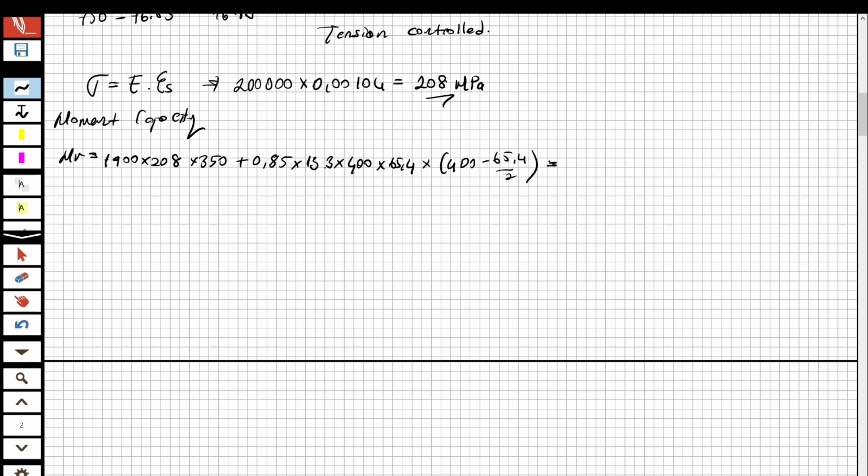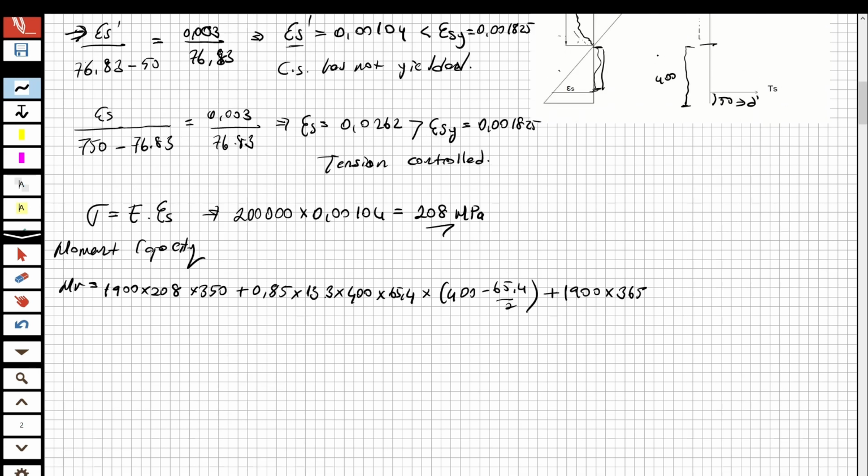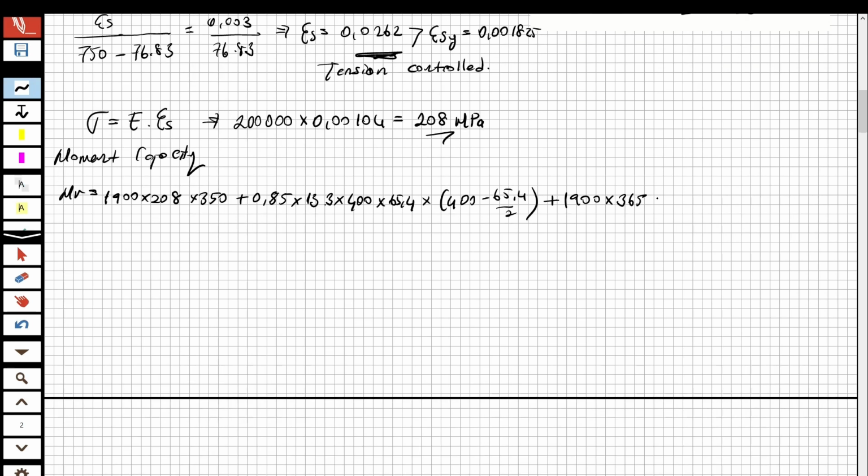Okay. From here, I'm going to write something. So there is also going to be the tension steel. We forgot to write the tension steel: 1900 multiplied by 365 because it has yielded. Look here. This is the tension steel. The tension steel has yielded, so I'm going to write 365. And multiply by the moment arm.